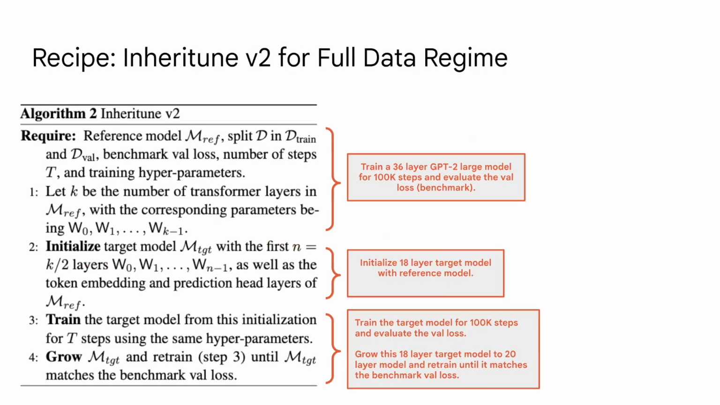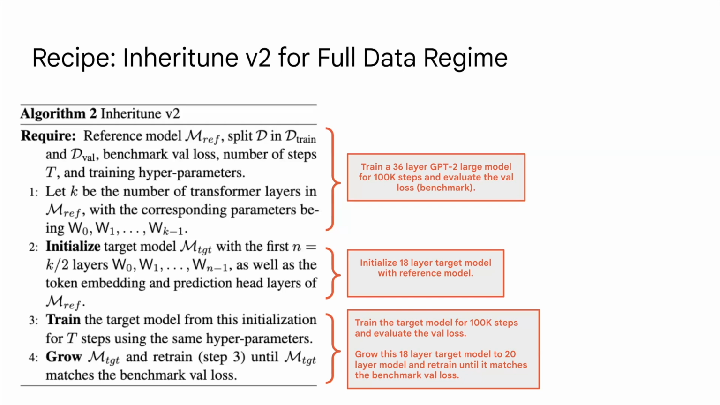Okay, yeah. This is Inheritune. This algorithm is called Inheritune version 2. Previously, the first recipe I showed was version 1, in a setting where we don't have the full data. In a setting where you have the full data, let me explain with an example. Let's say there is a 36-layer GPT-2 large model. It is trained for 100K steps, and then we evaluate it on a val set, and we get a benchmark val loss. Then we apply the Inheritune method, reinitializing this 18-layer model with this reference model.